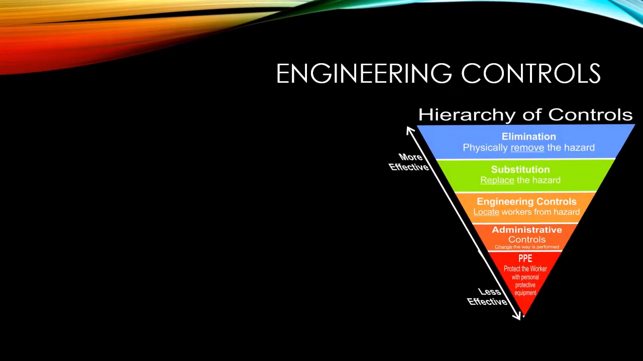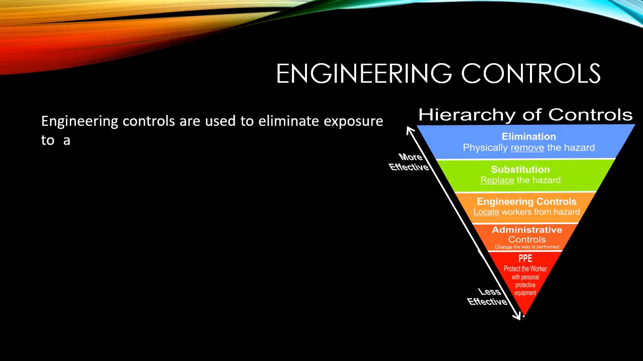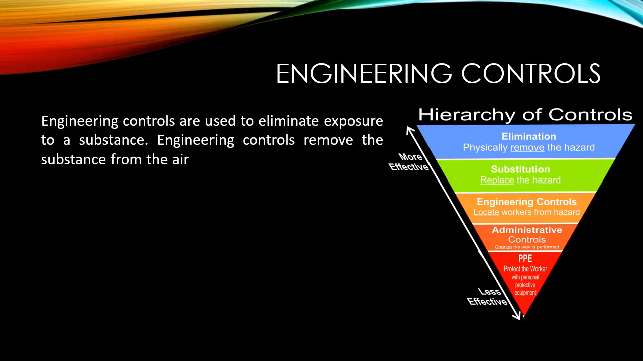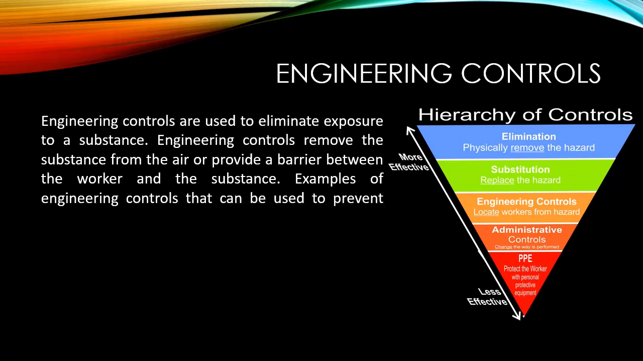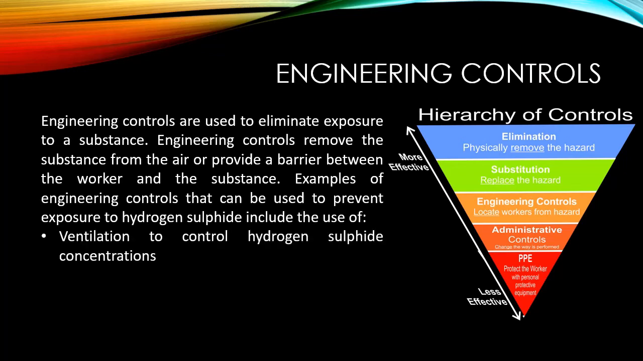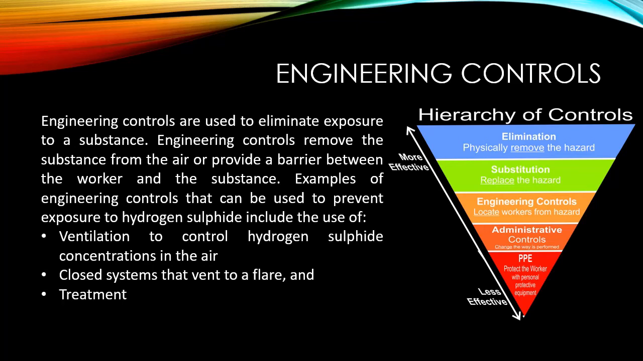H2S Engineering Control. Engineering controls are used to eliminate exposure to a substance. Engineering controls remove the substance from the air or provide a barrier between the worker and the substance. Examples of engineering controls that can be used to prevent exposure to hydrogen sulfide include the use of ventilation to control hydrogen sulfide concentrations in the air, closed systems that vent to a flare, and treatment methods to remove hydrogen sulfide from liquid and gas streams.